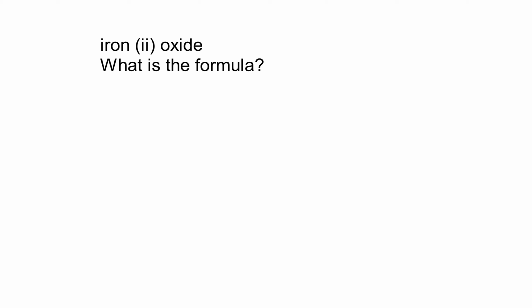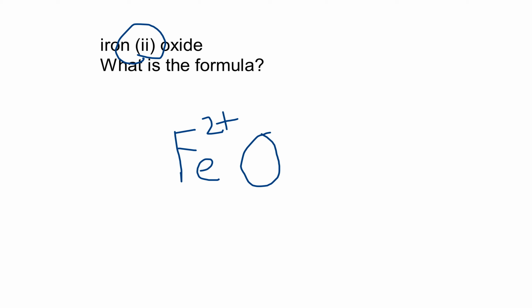Iron 2 oxide is the name. What is the formula? Well, we know that iron is Fe, and we know that the metal goes first. This tells us that the iron is a 2+, and we know that oxygen is a 2-. Right? So oxygen is a 2-. These numbers equal 0, so our final formula would be FeO, and that would be iron 2 oxide.